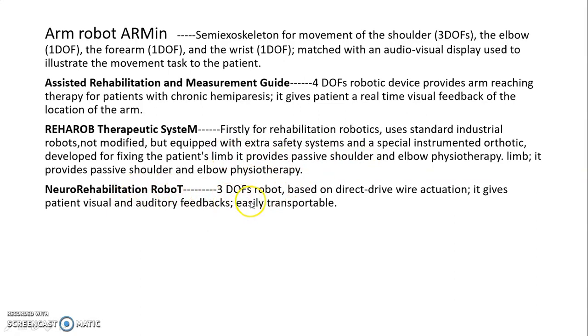Neuro rehabilitation robot: a 3 degrees of freedom robot based on direct drive wire actuation. It gives the patient visual and auditory feedback and is easily transportable. So this is an easily transportable device called the neuro rehabilitation robot.